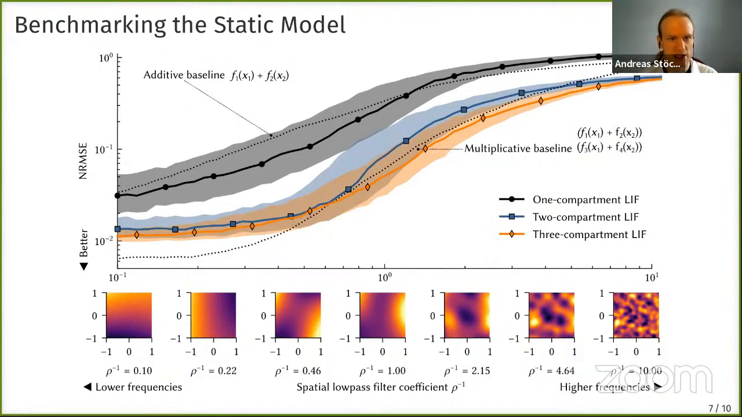Now, the interesting thing is, as soon as we go to three-compartment LRF neurons, then for more complex functions at least, we are able to outperform this multiplicative baseline. However, and this I think is also very interesting, if we go to the four-compartment LRF neuron that I showed you, then there's actually very little improvement over the three-compartment neuron model.